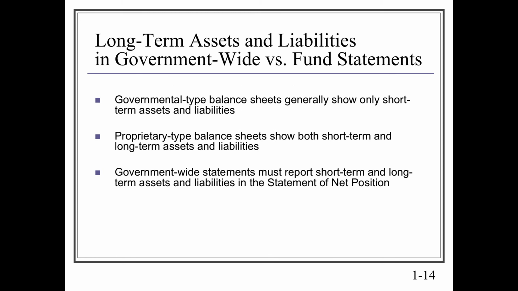A governmental type balance sheet generally shows only short-term assets and liabilities because of its current resources measurement focus. A proprietary type balance sheet shows both short-term and long-term assets and liabilities because proprietary funds use the economic resources measurement focus. Government-wide financial statements must report both short-term and long-term assets and liabilities in the statement of net position.